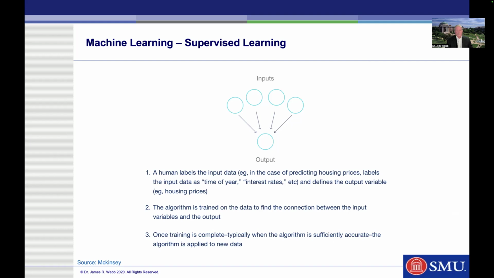So, if I'm predicting housing prices, I can put in the time of the year and the interest rates and give it a lot more information, and that helps define the output variable, which is housing prices and trends and things like that. So the algorithm's trained on this data to start to find the connection between the input that I had and the output that I'm requiring. And once this training is completed, and I've trained the algorithm what to do, usually you can start to bring in new data, and it can give you a pretty decent output.